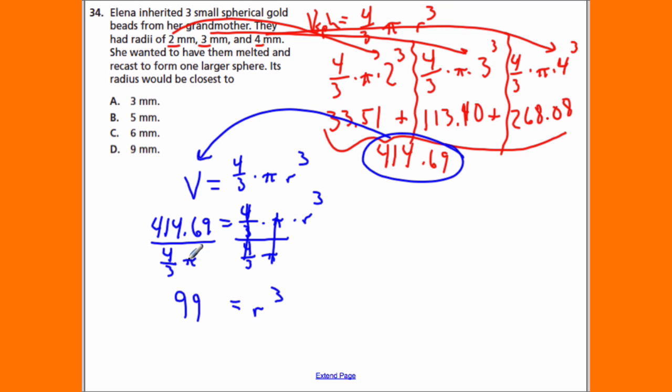So I still need to find the cubed root. In other words, I need not the square root, but the cubed root. What multiplied by itself 3 times gives me 99? So how do we find the cubed root? Let's go through and do this on our calculator again. I can show you how to do that.